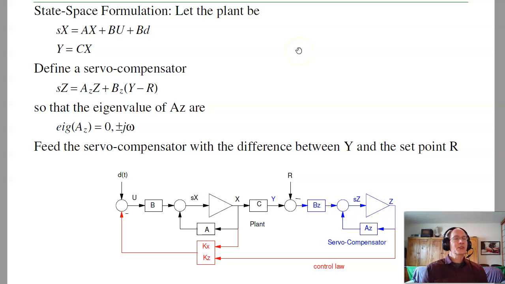So the state space formulation of that is as follows. Assume I've got a plant with a disturbance, x dot equals Ax plus Bu plus B times d. I'll add a servo compensator, z dot equals Az times z plus Bz times (y minus r). And I'll pick the servo compensator so that it's controllable and has poles at 0 and plus minus j omega.